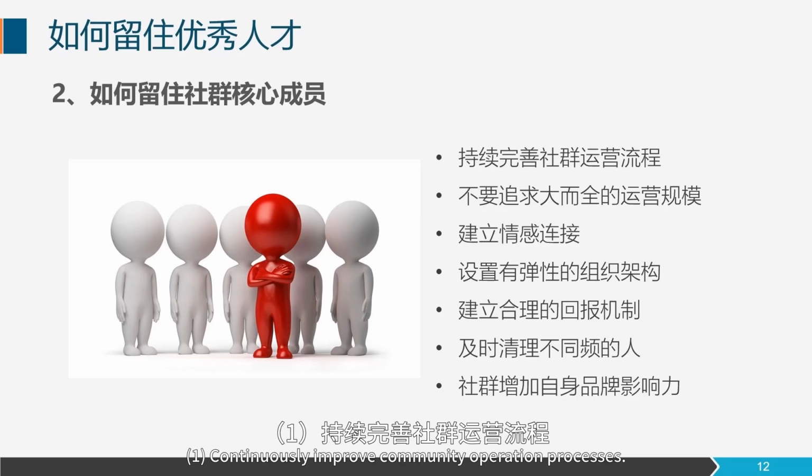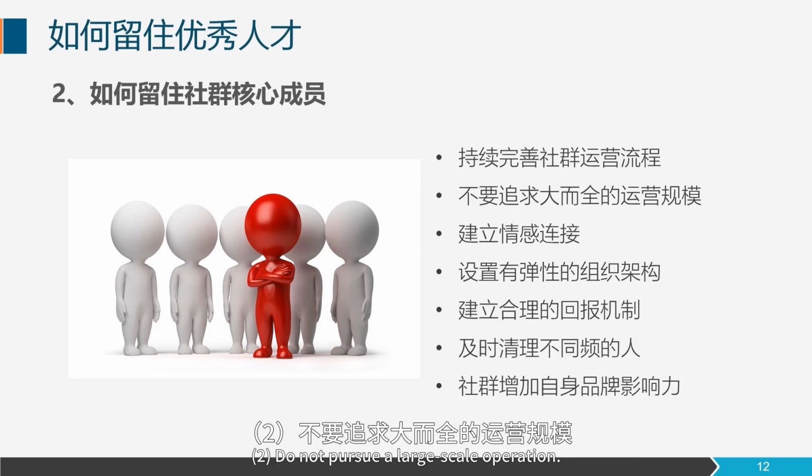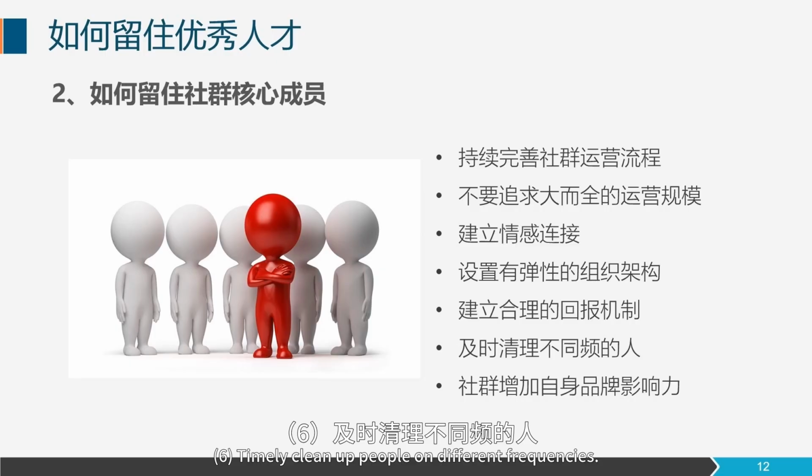1. Continuously improve community operation processes. 2. Do not pursue a large-scale operation. 3. Establish emotional connections. 4. Set up a flexible organizational structure. 5. Establish a reasonable reward mechanism. 6. Timely clean up people on different frequencies. 7. Increase the brand influence.